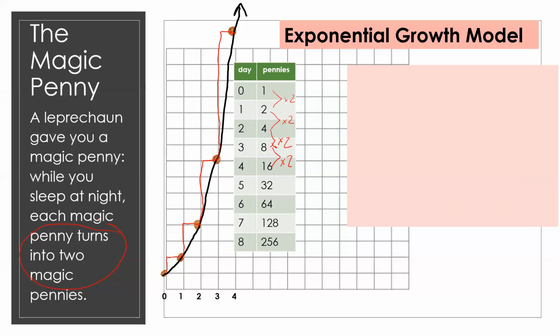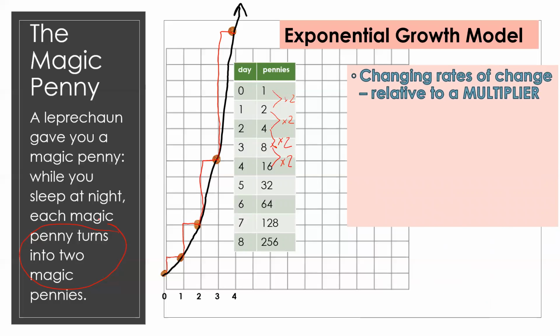And what is an exponential growth model? It has changing rates of change relative to a multiplier. In this case, the multiplier is 2, and I'm going to use the capital letter M as my multiplier, as opposed to the constant rate of change, which is a small m that I used before in the linear model. Multiplier in this case is 2. And then my initial value in this case is 1 penny, and I'm going to use a capital B as my initial value in the exponential growth model.